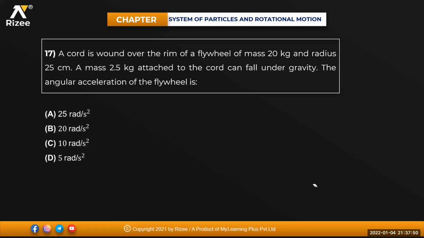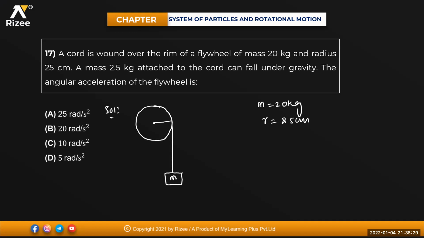Next one. A cord is wound over a rim of a flywheel. So this is your flywheel. A cord is wound over the rim of a flywheel of mass 20 kg and radius 25 centimeter. A mass of 2.5 kg is attached to the cord and can fall under gravity. Somewhere here we are attaching a small mass m. The radius of this one is capital R.